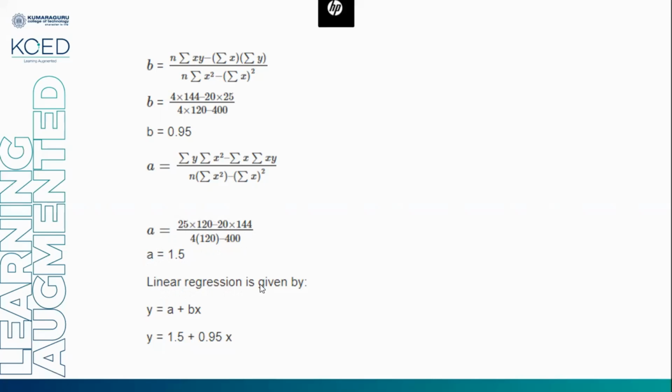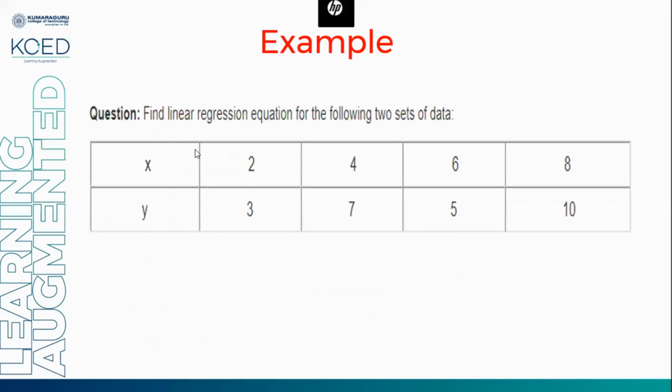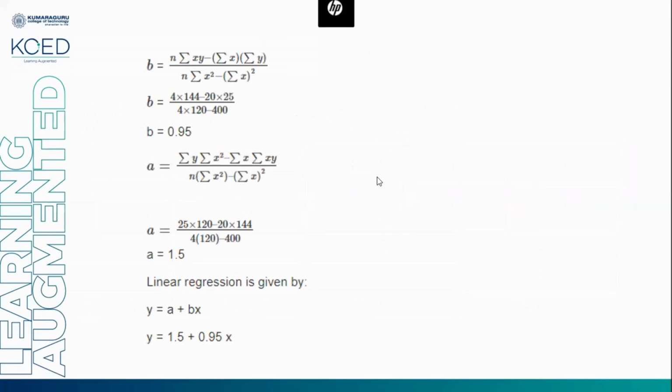So the linear regression is given by y equal to a plus bx. What is the question? Find the linear regression equation for the following data set. So we have to write the equation. y equal to a plus bx, a value is 1.5, b value is 0.95, so y equal to 1.5 plus 0.95x. So this is the way we have to find the regression equation.